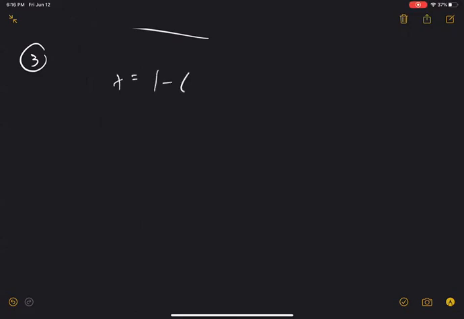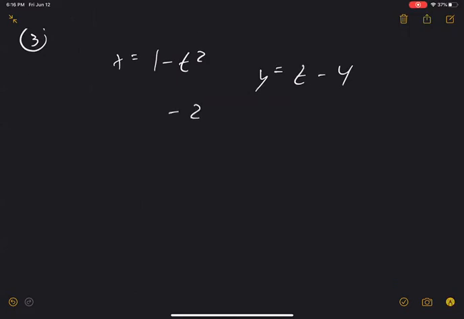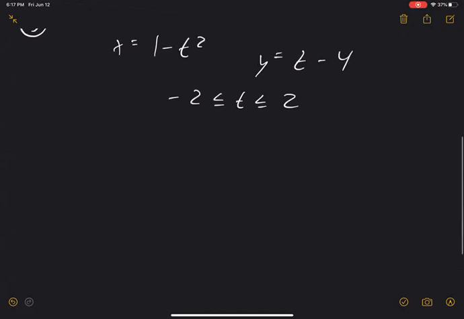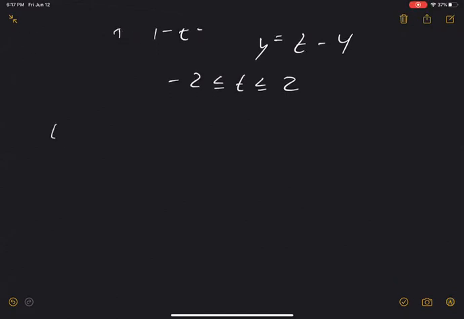I'll do this one. It's pretty straightforward. We're given these two parametric equations: x equals 1 minus t squared, y equals t minus 4, for t between -2 and +2. Our first task is to graph the equations. You just make your table of t's, x's, and y's. So let's make our little table: t, x, y.